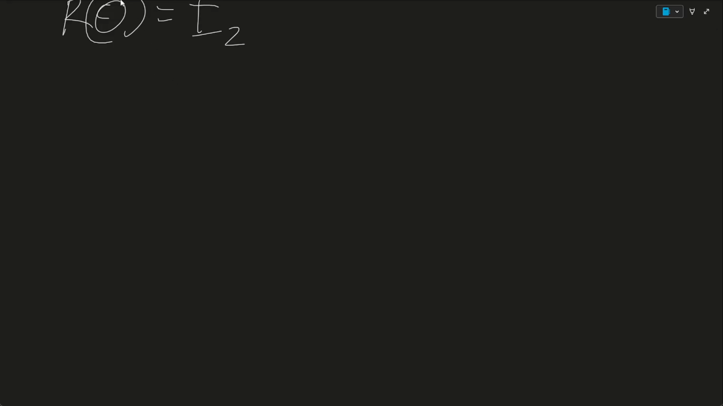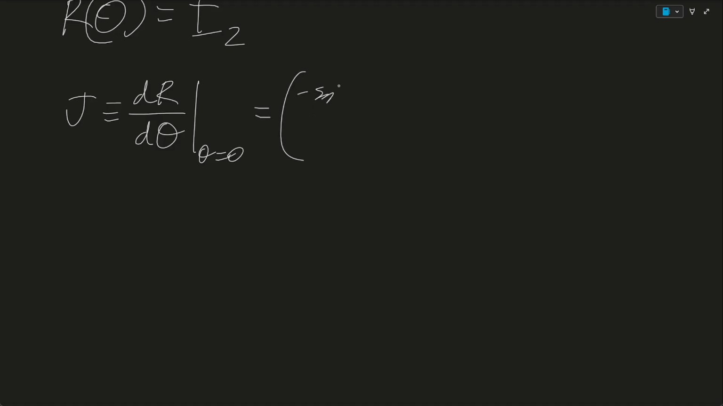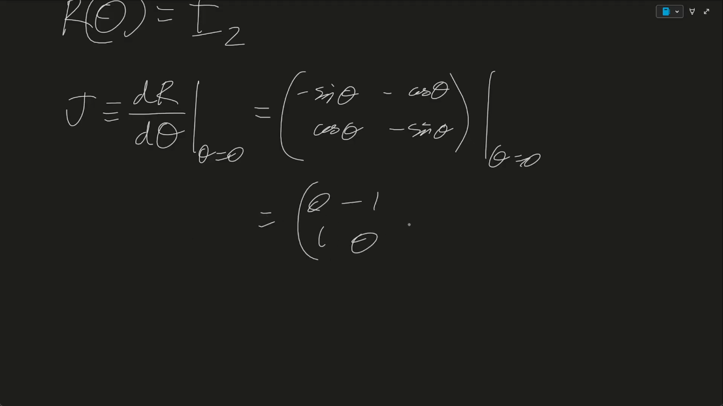To actually evaluate this, we will simply differentiate. This is going to give us our generator, which is J. This is equivalent to dR/d theta at theta equals 0, which is minus sine theta, cos theta, minus cos theta, minus sine theta. That sounds right. At theta equals 0, this is simply 0, 1, minus 1, 0.